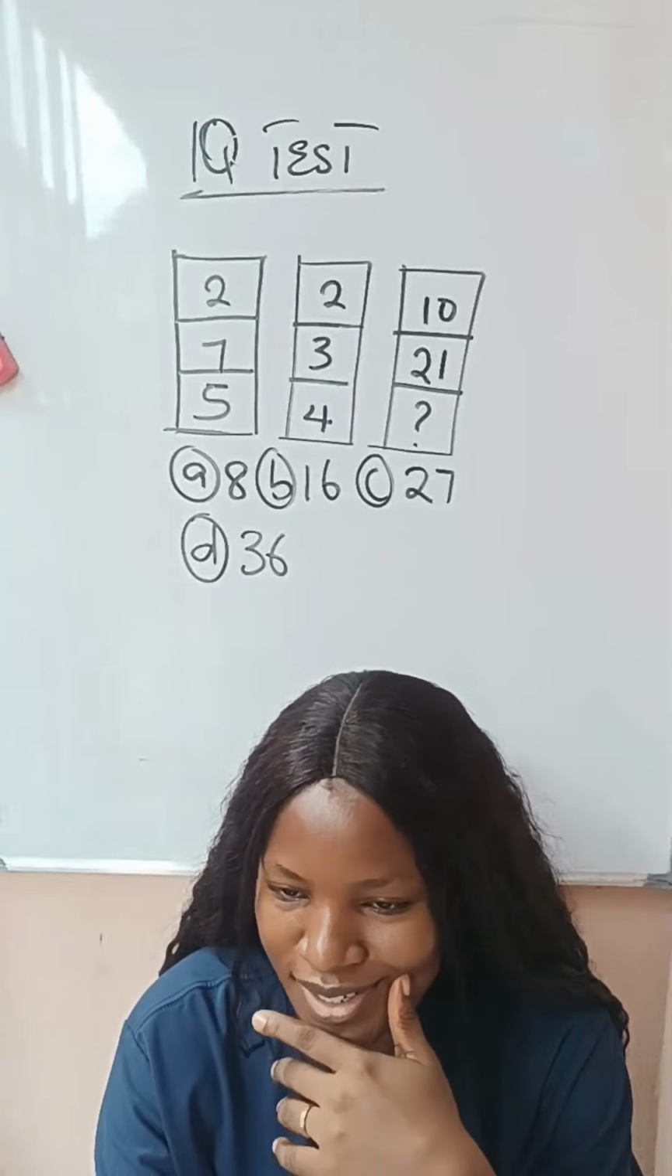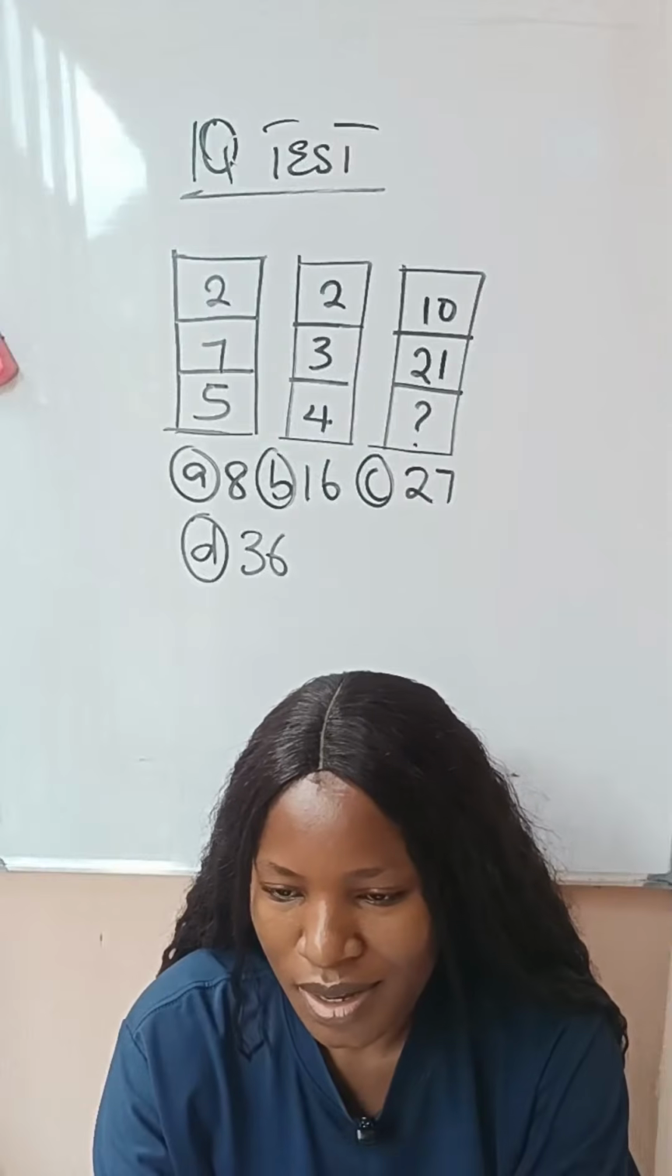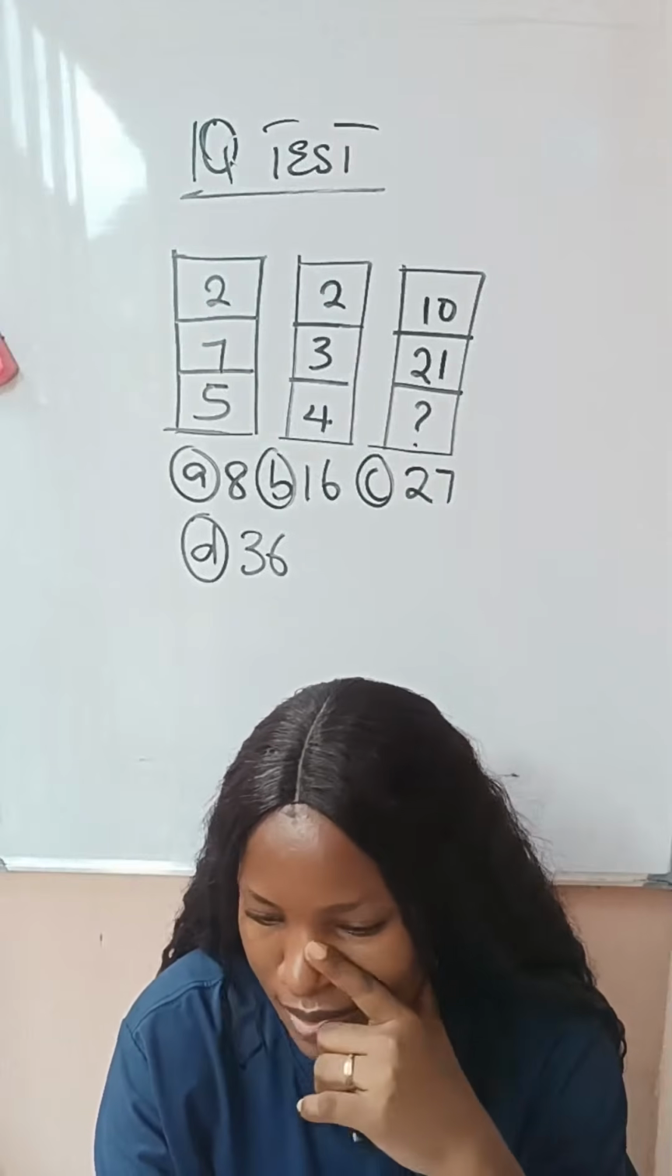Daniel says it's 16. He is insisting it's 16. 5 plus 4 plus 10 minus 3 is 16.